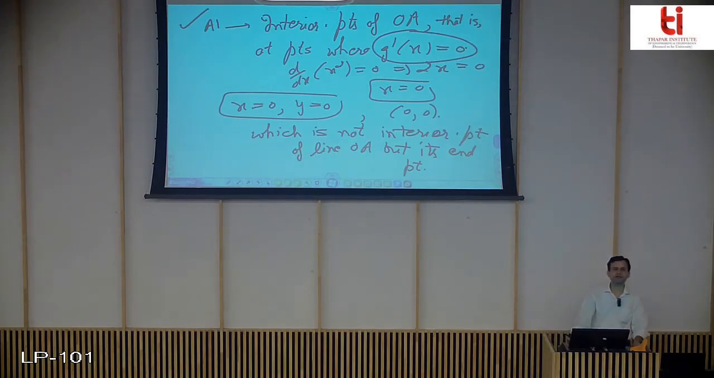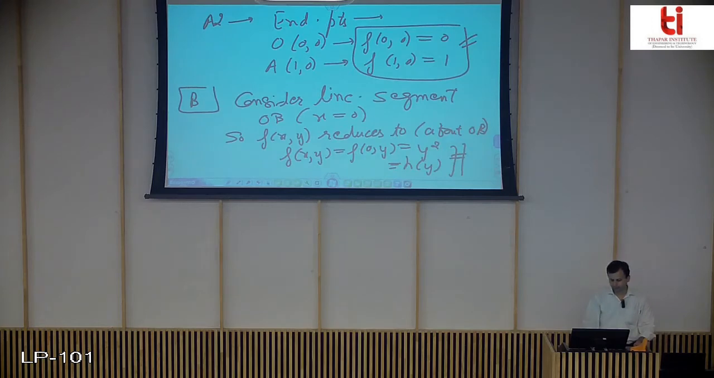g dash is defined for all x, so the only points where it can have maxima or minima are the points where g dash is 0. So we got the point (0, 0). So (0, 0) is not an interior point of line OA, but it is its end point. And similarly, we move on to finding endpoints. Then we consider line segment OB and do the same thing for this line.